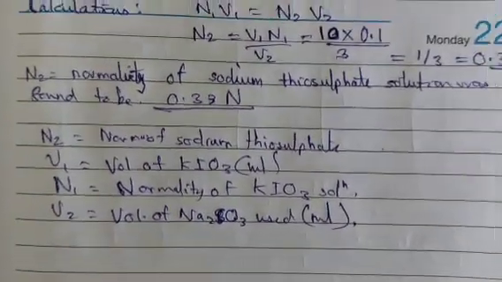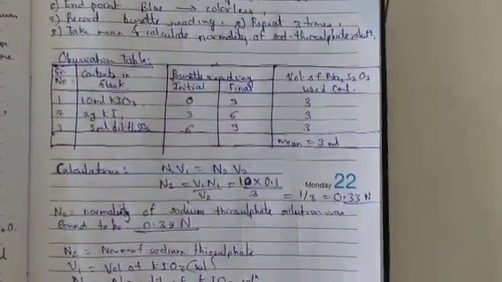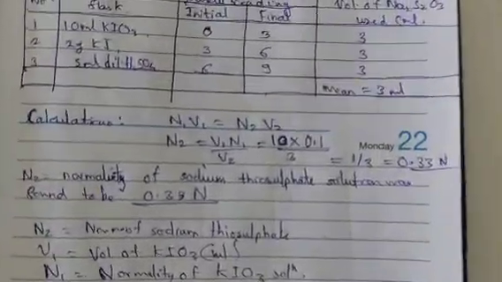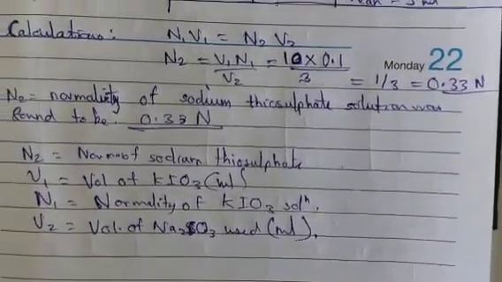Now this may vary according to the chemicals or according to performing error. So this may vary, but this is the actual value which we got. So thank you.